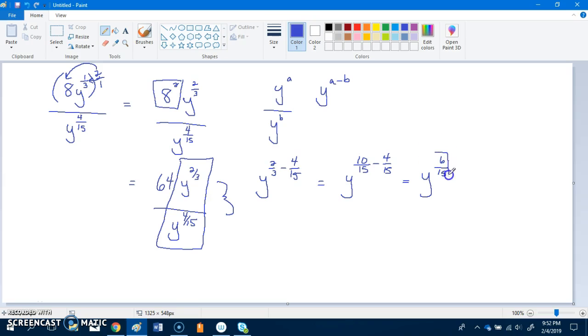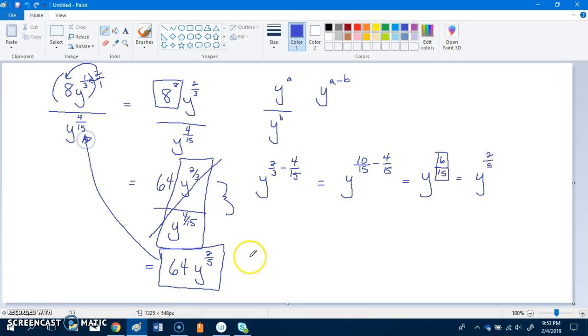Now this fraction can be reduced even further. 3 goes into 6 twice, 3 goes into 15 5 times, and now my exponent is reduced. So this becomes y to the power of 2/5. So we have 64 y to the power of 2/5. And that's the simplified version of this answer here.